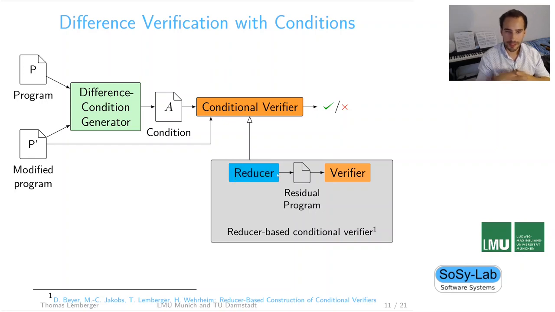The reducer takes the condition and the input program that should be analyzed and merges them into a residual program. And this residual program only contains those program semantics and those executions that are not excluded by the condition. This can then be given to any off-the-shelf verifier to only analyze the remaining program paths.